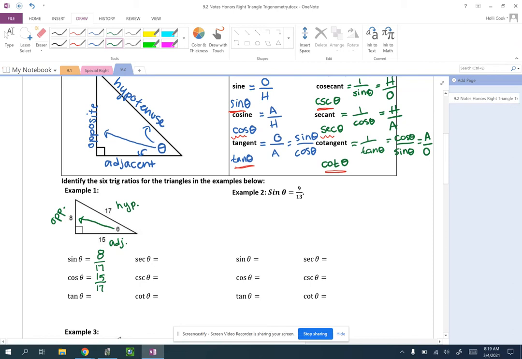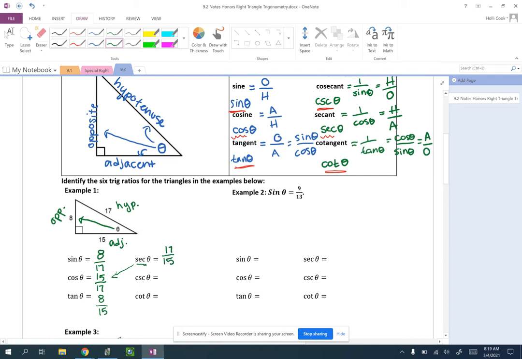And lastly, our tangent, opposite over adjacent. So our opposite is 8 over the adjacent, 15. Okay, and that's our sine, cosine, and tangent. Now we're going to find cosecant, secant, and cotangent. So secant, remember, goes with cosine. Okay, so we're going to do hypotenuse over adjacent. So that's going to be 17 over 15.